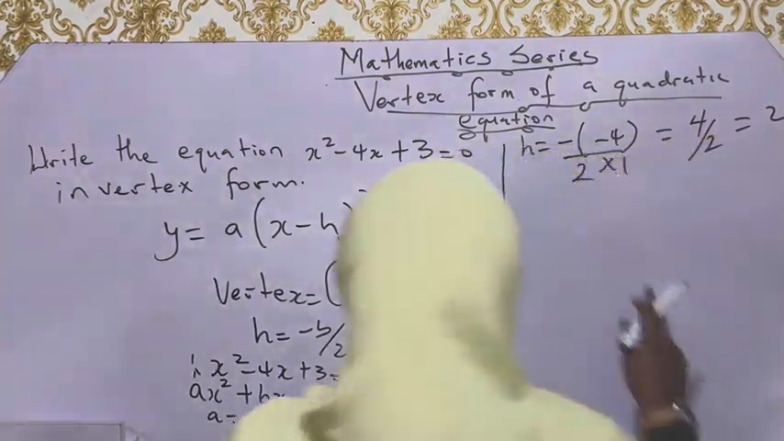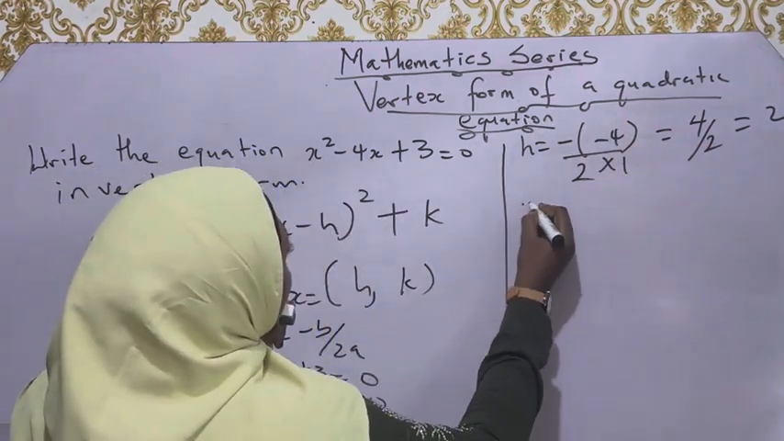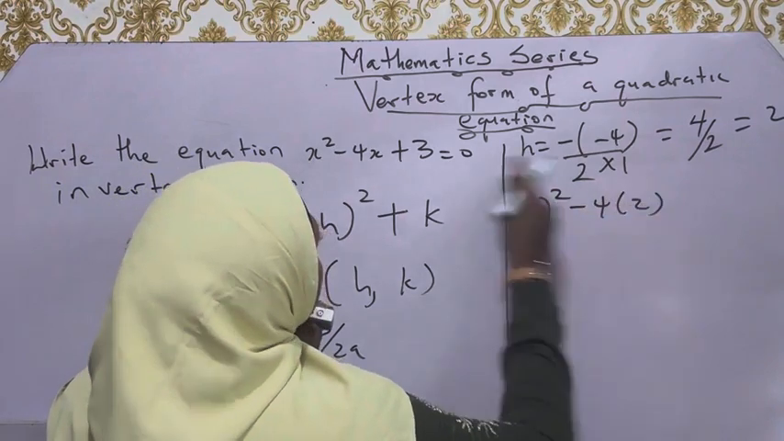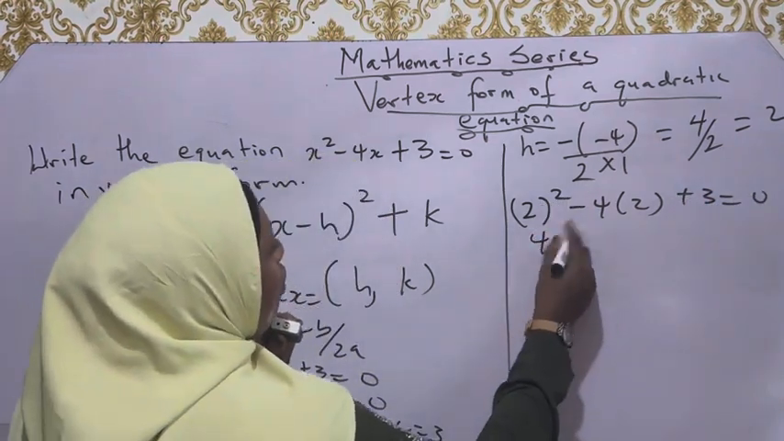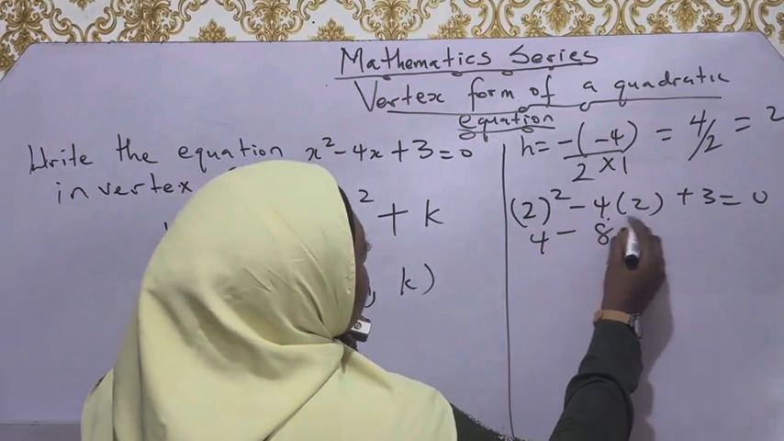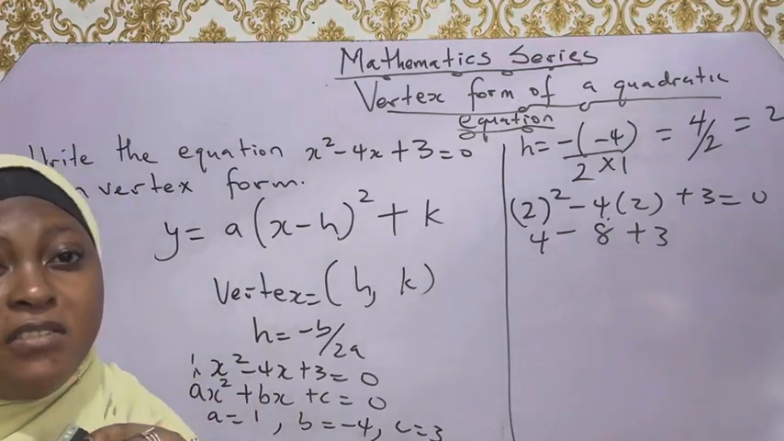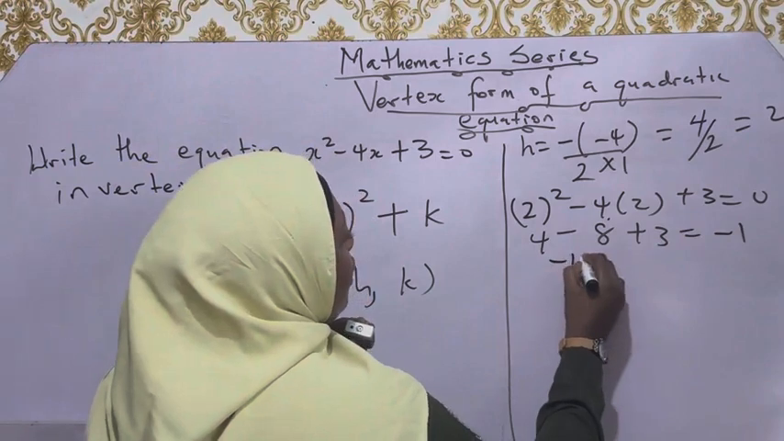To get k, you plug in this 2 into this. So you have x squared, that is 2 squared, minus 4 into bracket 2, plus 3 equals 0. So 2 squared is 4, minus 4 times 2 is 8, plus 3. 4 minus 8 will give negative 4. Negative 4 plus 3 will give negative 1. So this is equal to k.